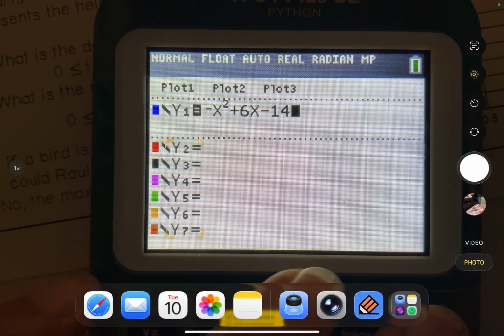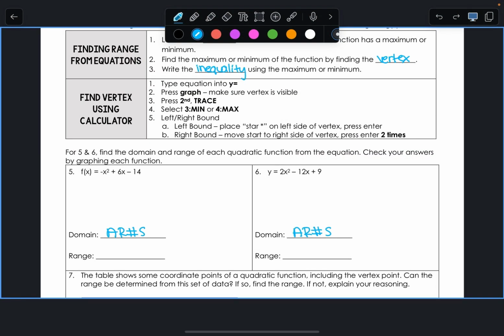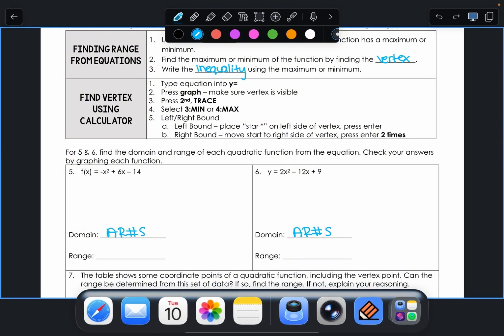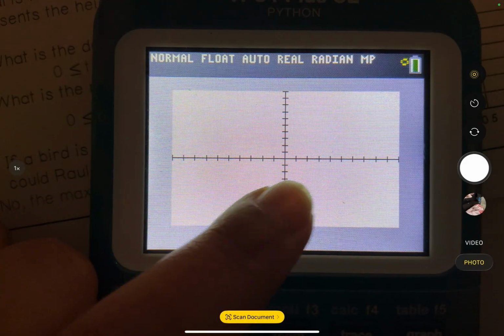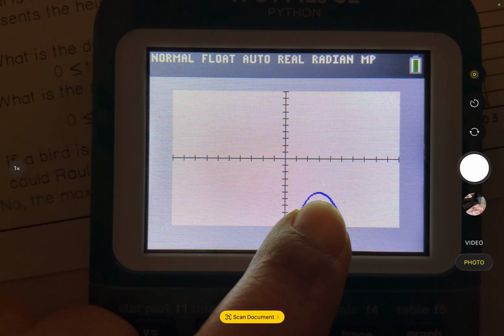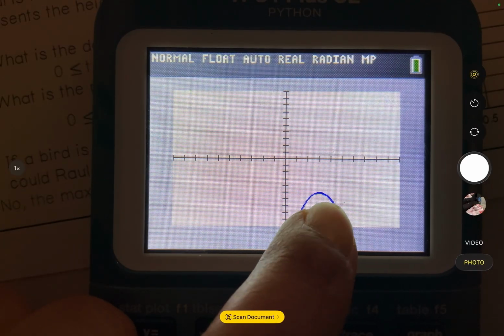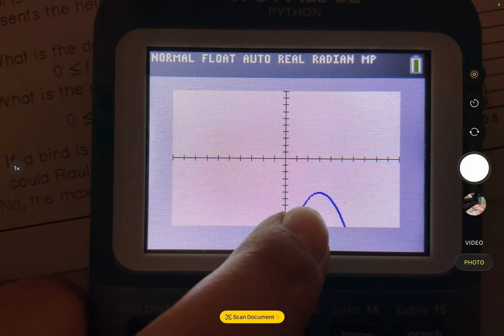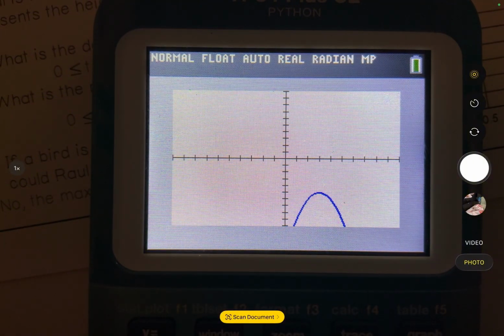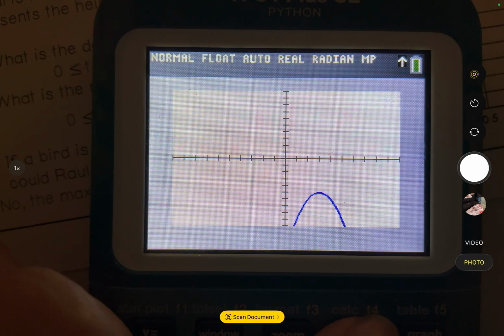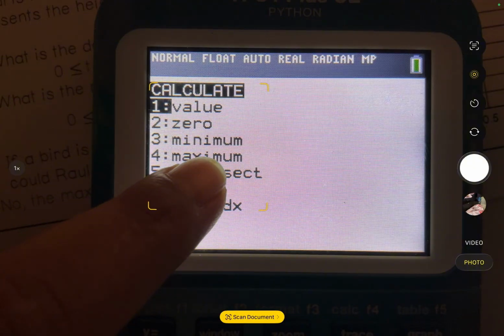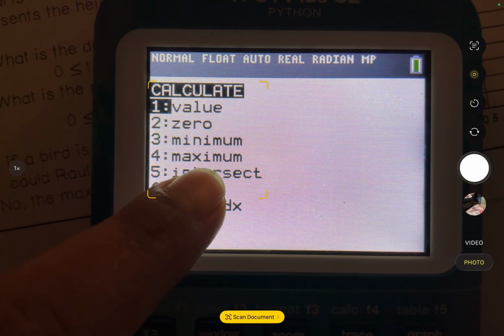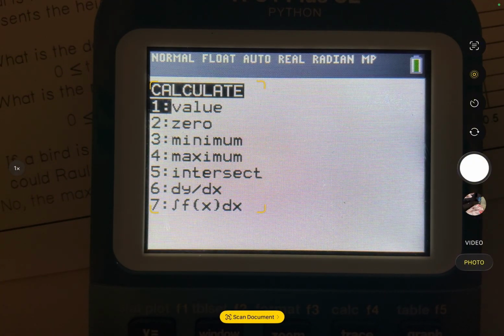Got it? Now it says press graph to make sure the vertex is visible. Yes, I hit graph. I can see it right there. I can see the peak. Everybody see it? Okay. Now to calculate that vertex, you're going to press second trace. And this one is a minimum or a maximum? Maximum. So press number 4.